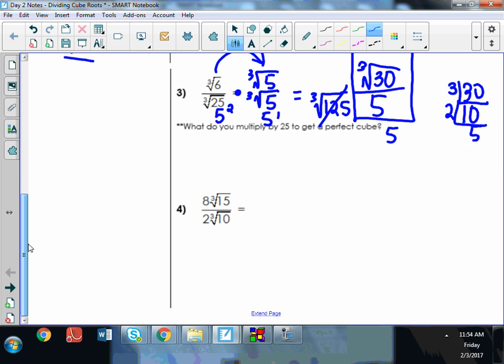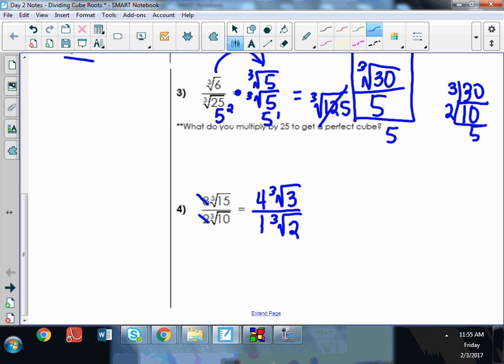So number 4, y'all tell me, what would you do first? Yeah, I would always reduce first. Use that, look at that rule first. So 8 divided by 2 is 4. 2 divided by 2 is 1. Then what would you do? Good. Reduce 15 and 10. Cubed root of 3. 15 divided by 5 is 3. 10 divided by 5 is 2. Now what would you do?